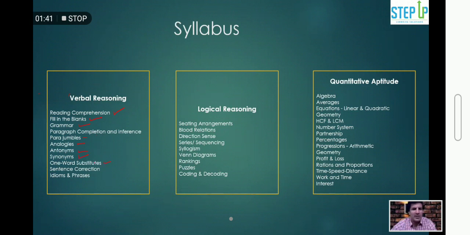Again, same thing for synonyms. Sentence correction is grammar, already done, but we've done more. Idioms and phrases, we take class for idioms and phrases. Logical reasoning is a good number. We have done seating arrangements in our sheet. Blood relations we have done. Sequences also done, and I will do more sequencing. Syllogism is something that is done.